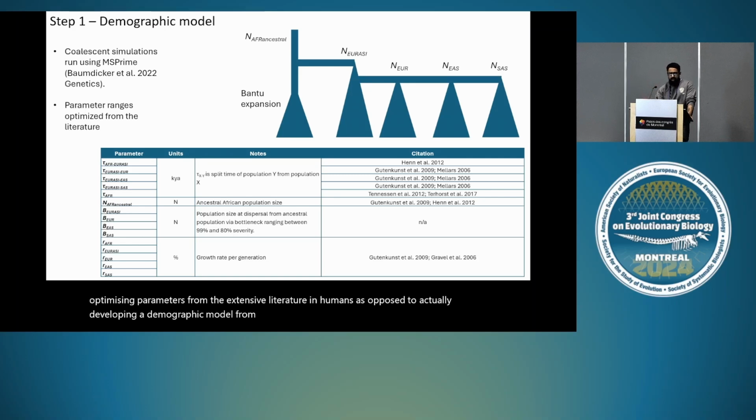And so what we did is we took the demographic model from the Gutenkunst et al. paper in 2009, expanding it slightly, so we also include the South Asian population. So we sampled 4 populations in total: the African, European, East Asian, and South Asian populations. And we also modeled the more recent Bantu expansion in the African population.